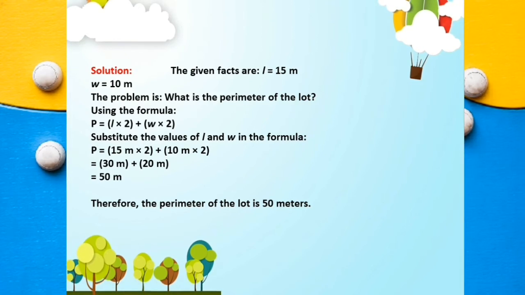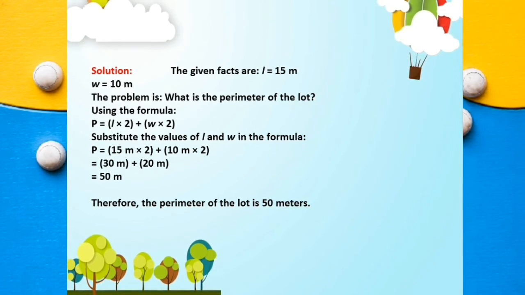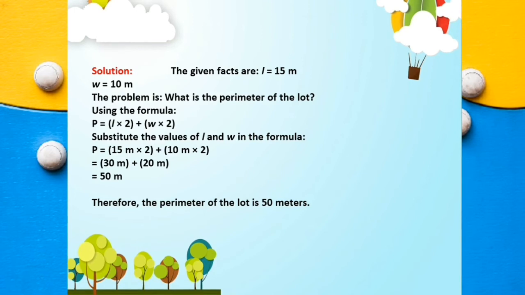So substitute the values of L and W in the formula, where L is 15. So then, 30 meters plus 20 meters is equal to 50 meters. Therefore, the perimeter of the lot is 50 meters.